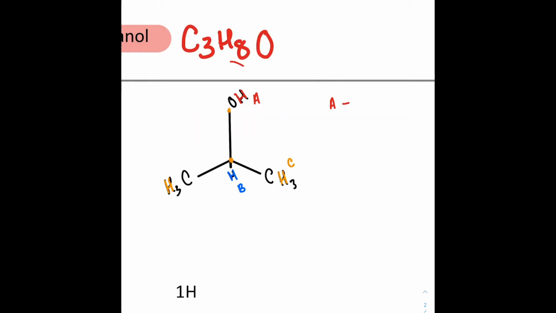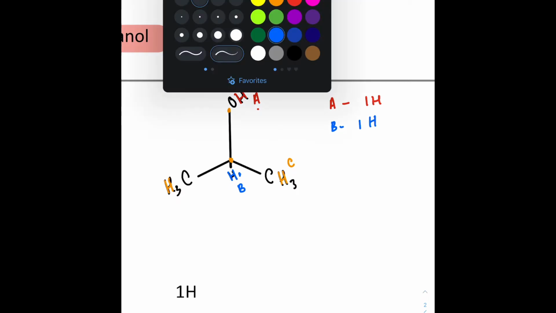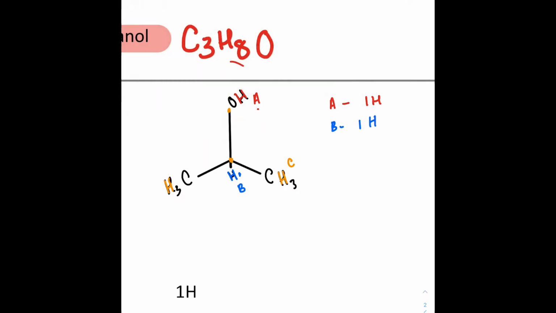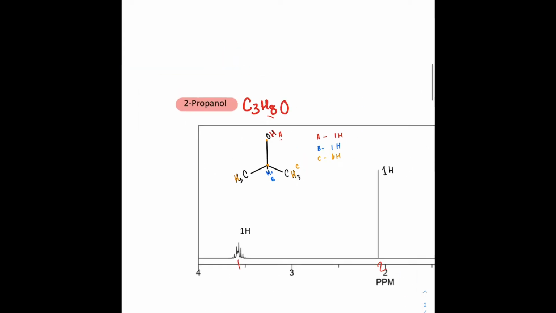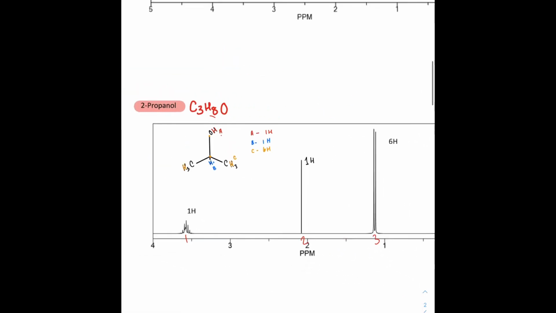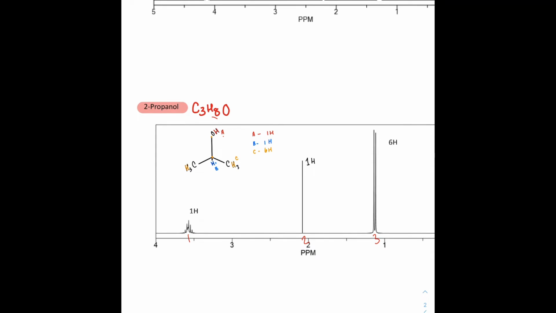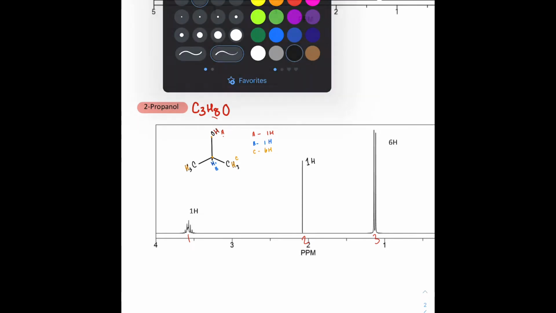So we have group A, which is 1 hydrogen from this alcohol. We have group B, which is this little hydrogen down here, which is also just 1. And then we have our last group, group C, which has 3 plus 3, which is 6 hydrogens. And so that should be all our integrations. And if you look at that, we have our 3 different peaks, each having integrations of 1, 1, and 6. So that lines up very nicely for us.